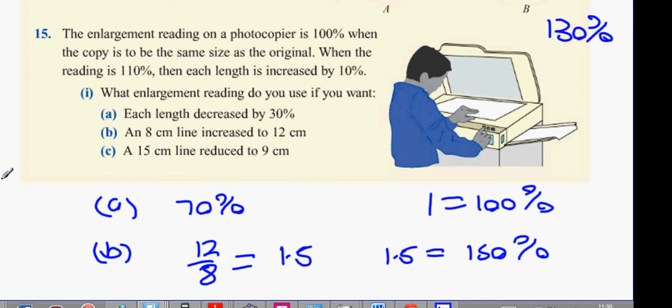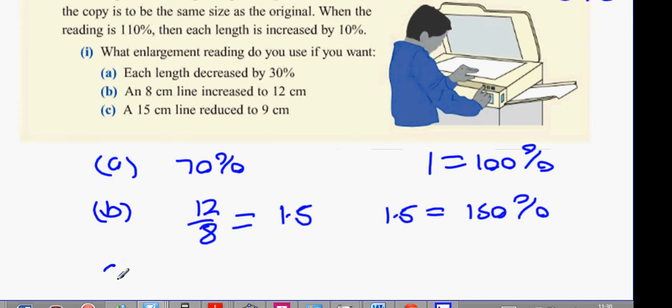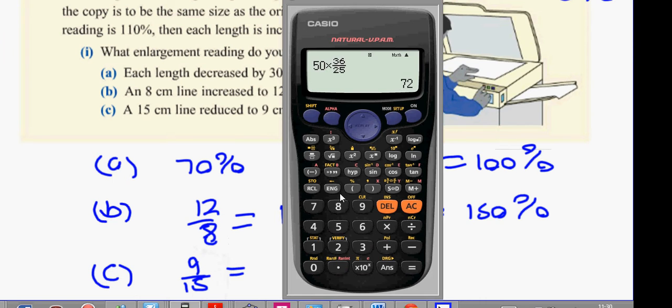Okay? Now guys, a 15 centimeter line reduced to 9. Sorry, it's the new one divided by the original. The new length divided by the original. So it should be 9 divided by 15. So what's that? 9 divided by 15. Put it in fraction mode and then multiply it by 100. 0.6 multiplied by 100. It's 60%.